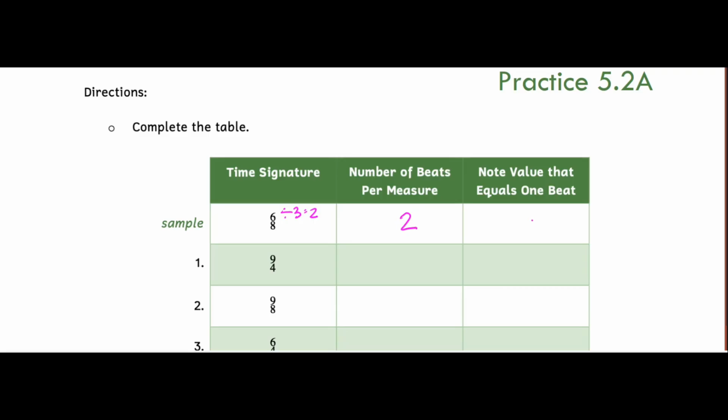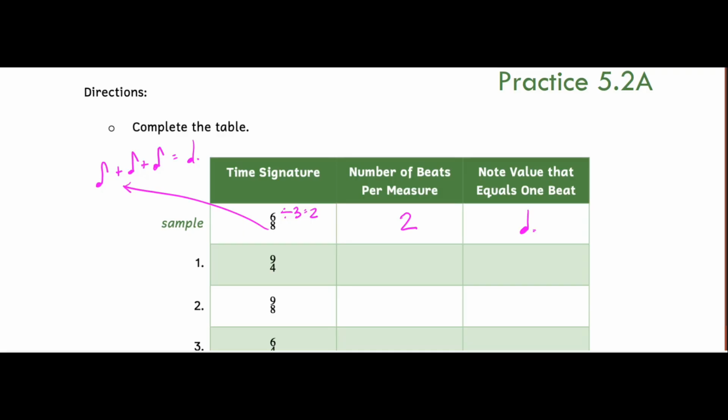To find what note value equals 1 beat, you're going to think of this bottom number as a note, and that note is the division. So 8, meaning 8th note, is the division. Compound meters have a division of 3. So you're going to have to think of an 8th note plus an 8th note plus an 8th note. So an 8th note plus an 8th note plus an 8th note equals a dotted quarter. So the note value that equals 1 beat is a dotted quarter.